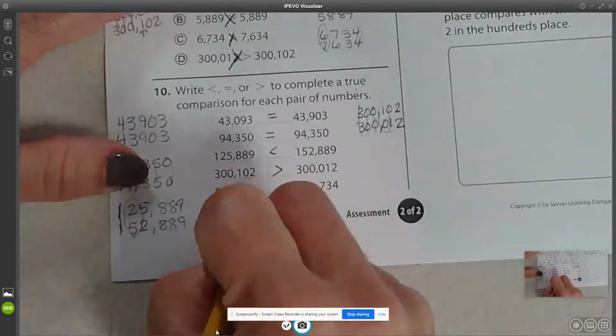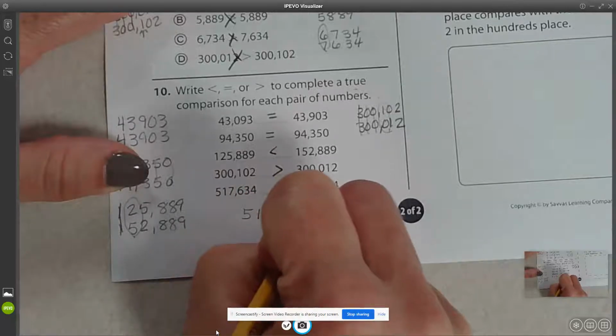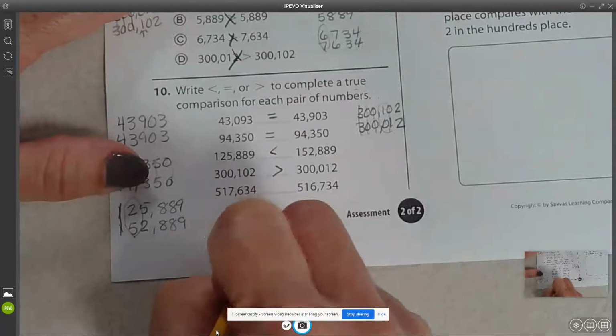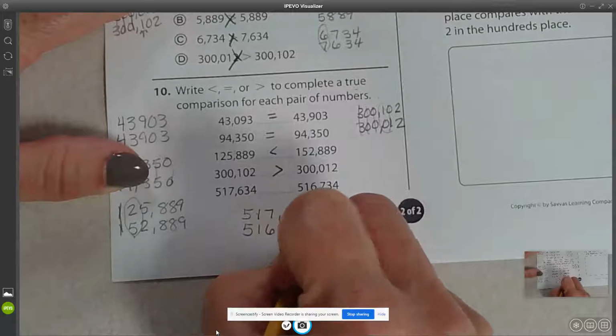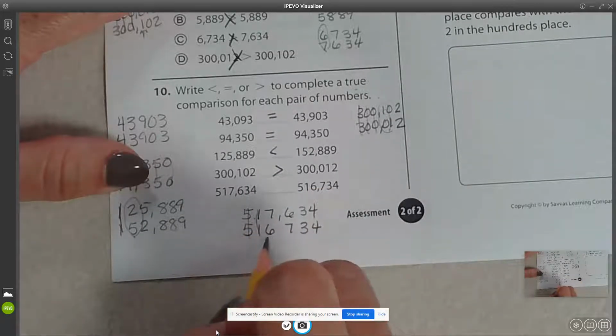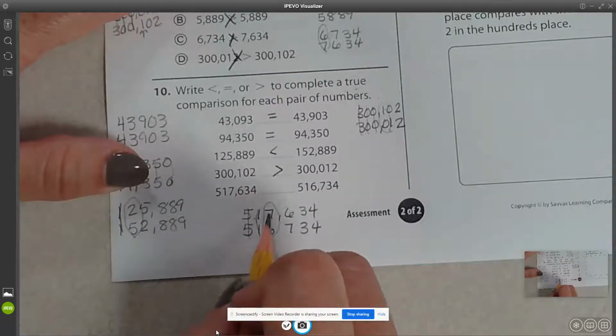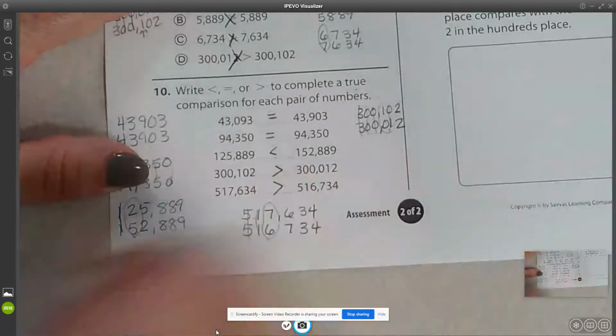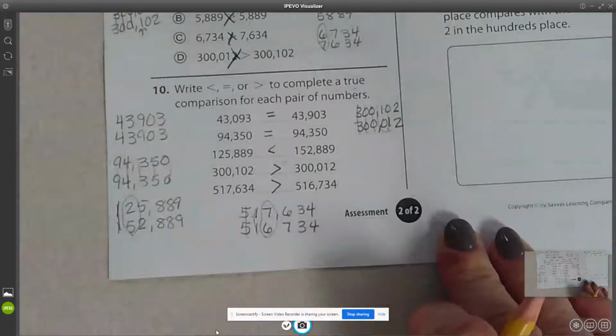And finally, 517,634 compared to 516,734. Same. Here's my difference right here in my thousands. 517,000 is greater than 516,734.